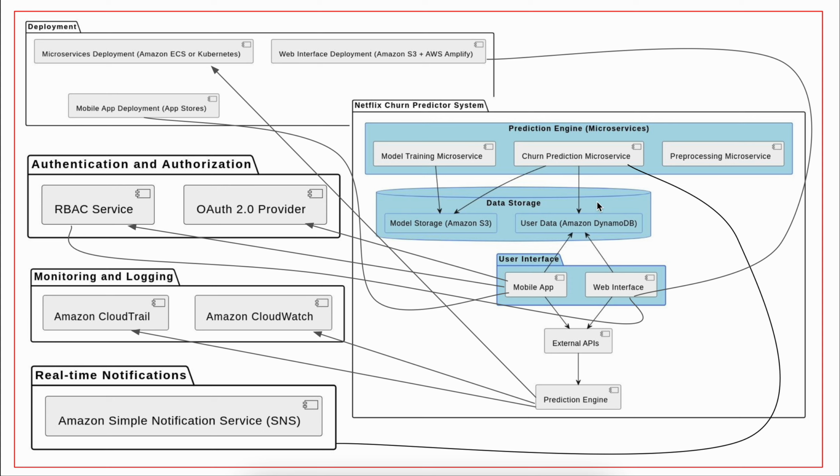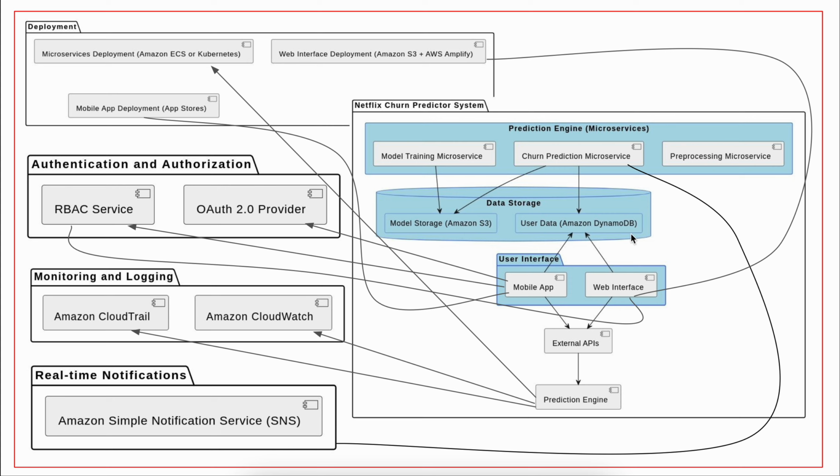Next would be data storage. Data storage has two parts. One would be model storage, which is Amazon S3, and next would be user data, which is Amazon DynamoDB. So Amazon S3 holds the trained models. When we create trained models, they are stored in Amazon S3, which provides scalable and durable storage, and this ensures that the models can be accessed and updated easily.